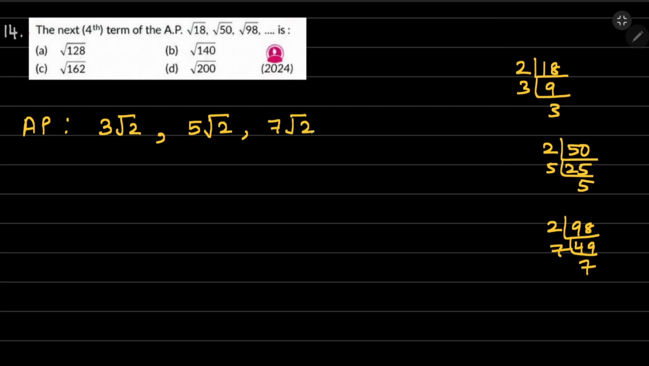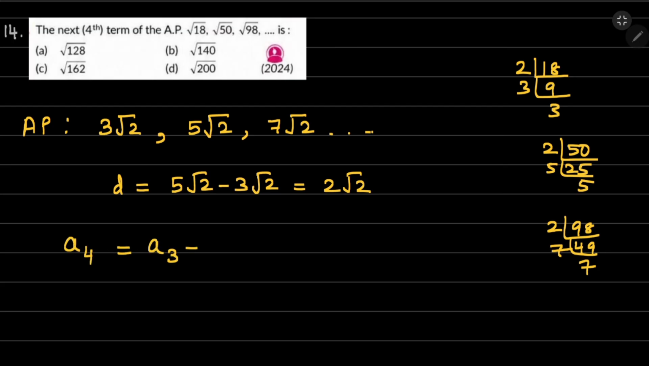What will be the next term? Find out your D. D is nothing but 5 root 2 minus 3 root 2, which is nothing but 2 root 2. Right? So the fourth term can be calculated by adding D to the third term. What is your third term? 7 root 2 plus your D, which is 2 root 2. 7 plus 2, 9 root 2. That's your answer.